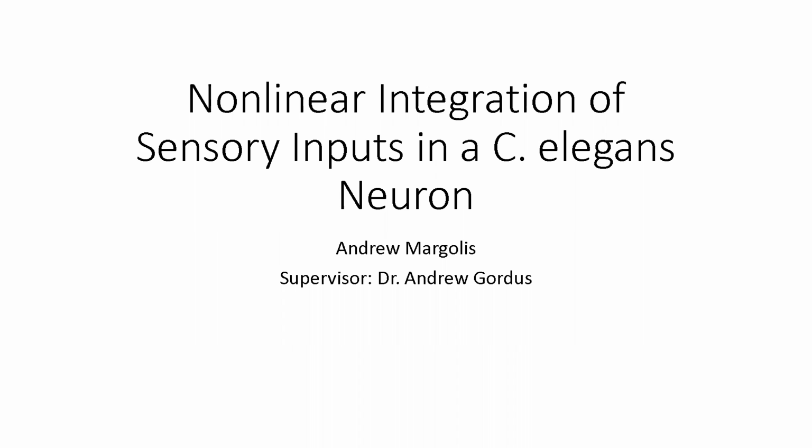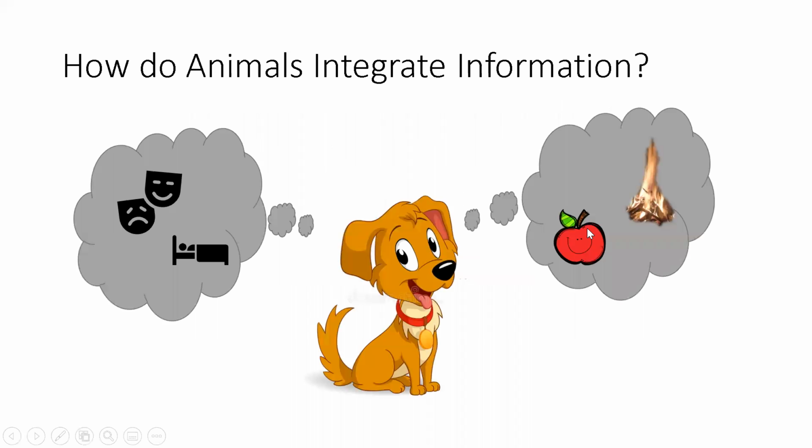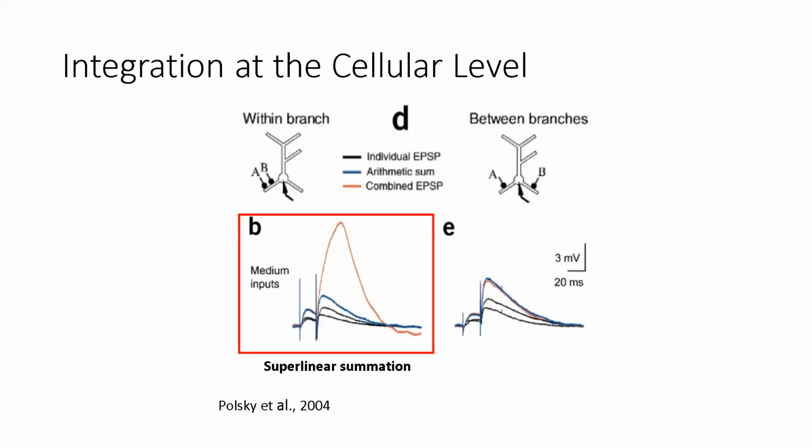This is my project. When we talk about integration, especially at the animal level, we want to look at how animals integrate diverse sets of information. This can be internal information or external information, but we want to see how, when we're presented with two different sources of information, we combine them.